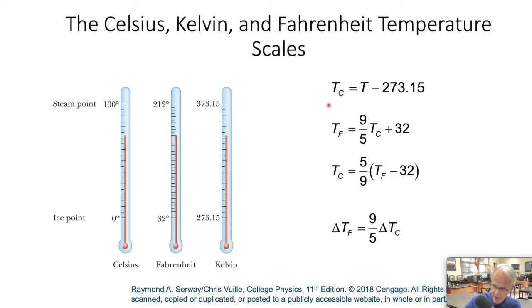To go between temperature in Celsius and temperature in Fahrenheit, we take our temperature in Celsius, multiply it by 9/5, and then we add 32. Here it is, the same equation solved for the temperature in Celsius if we have the temperature in Fahrenheit.